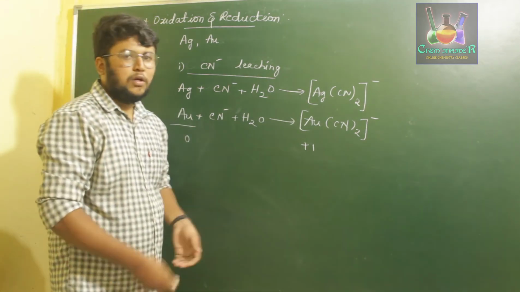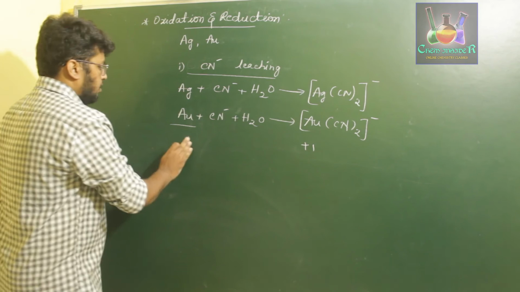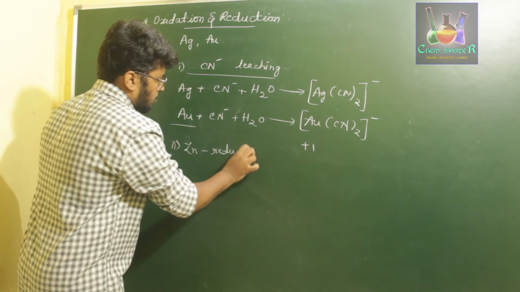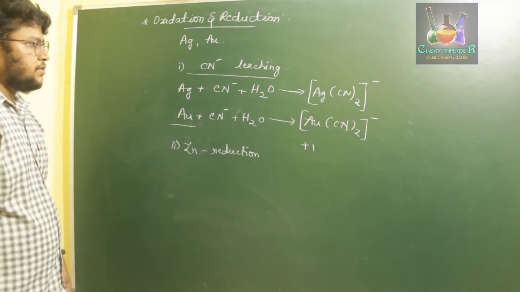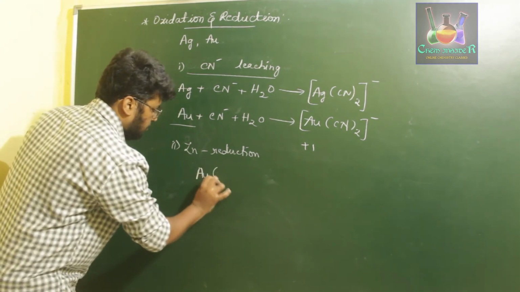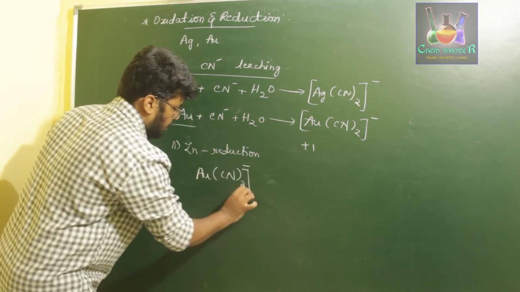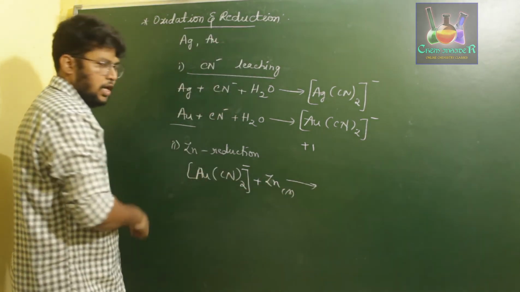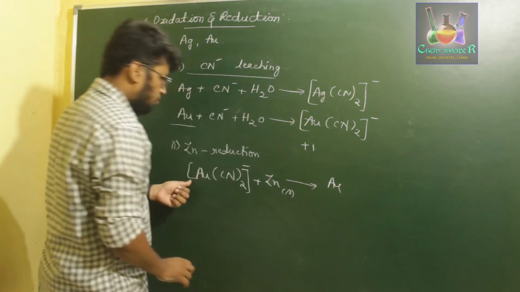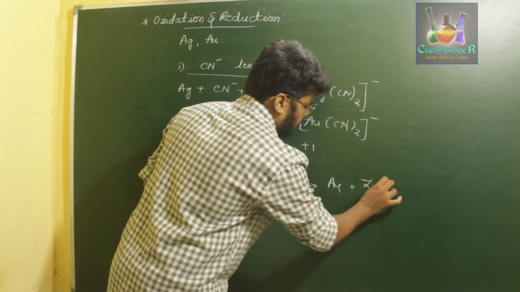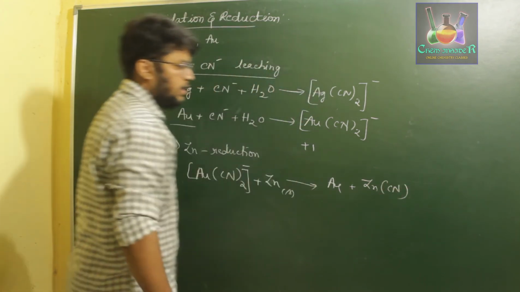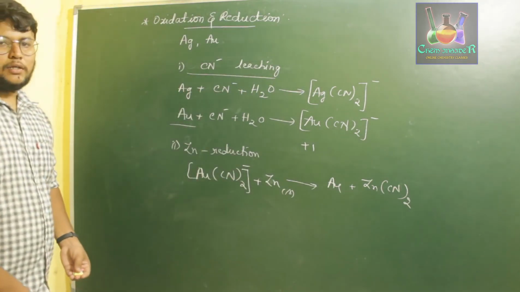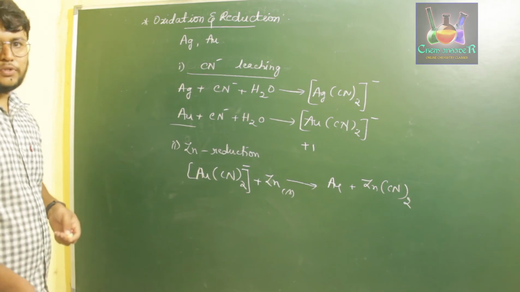Once we get this compound, what we are going to do is treat it with a suitable reducing agent such as zinc. Zinc reduction. We use zinc as a suitable reducing agent for this process. We treat our Au(CN)2- with zinc. So this solid zinc reduces Au+ to Au along with formation of Zn(CN)4 2-. So this is how we are going to extract silver or gold using the oxidation and reduction process.